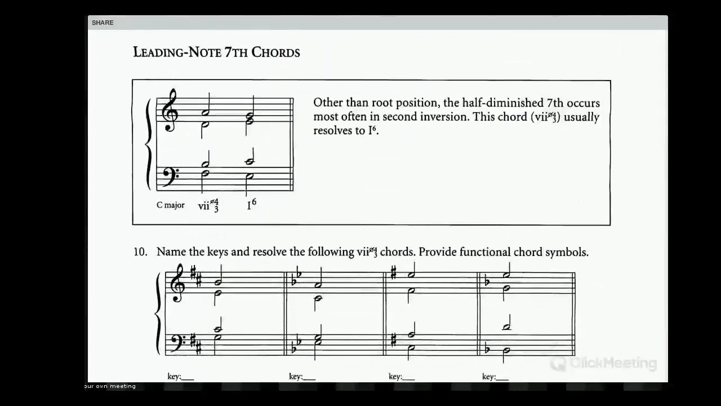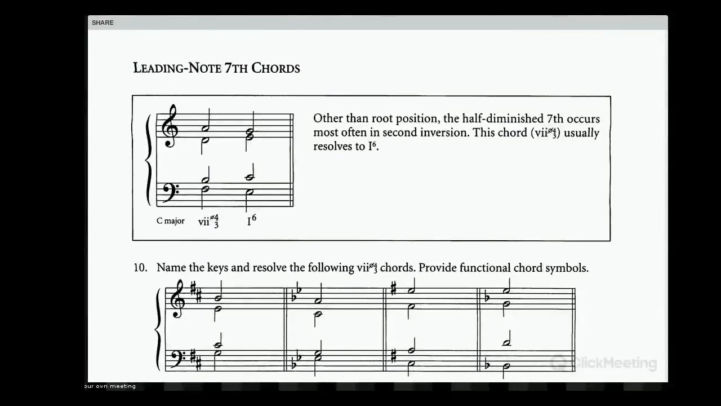Let's turn a page. Now, other than root position, the half diminished seventh chord occurs most often in second inversion. This chord usually resolves to 1/6. Why? Because 4 to 3, 7 to 1, I got these numbers again, 2 to 3, 6 to 5. So you see how the importance of this number pattern. 6, 5, 2, 3, 7, 1, 4, 3. Memorize it like you would a phone number.